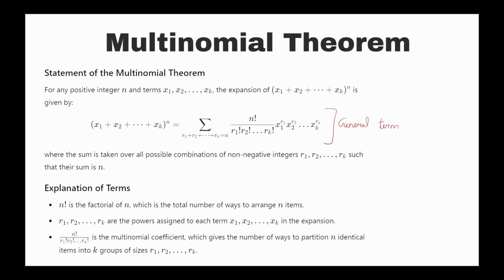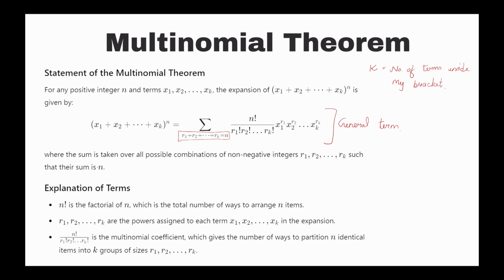And one important thing that you must remember for multinomial theorem is that r1 plus r2 plus r3 up till rk should be n. Here, one major thing that you must remember is that k is basically the number of terms inside my bracket, or basically the number of terms inside my multinomial. So this is one thing that you must remember.